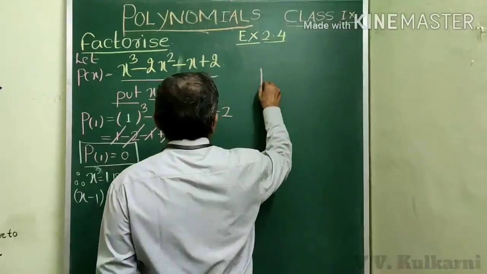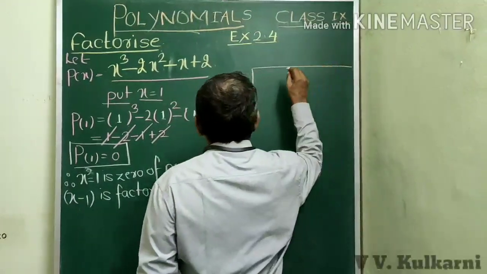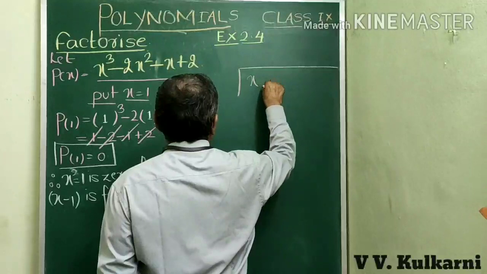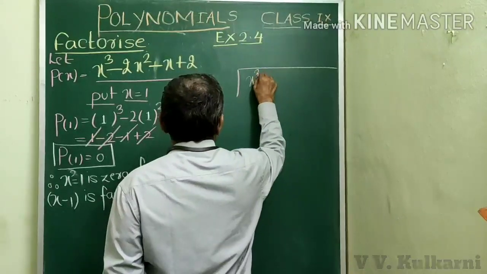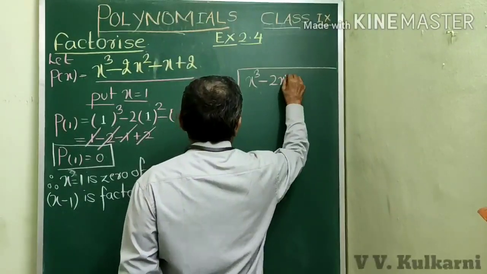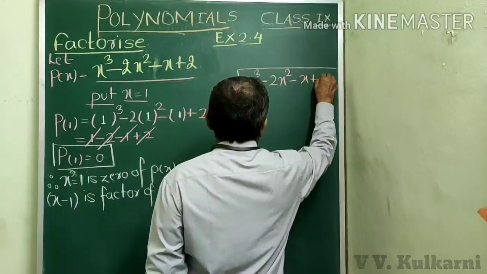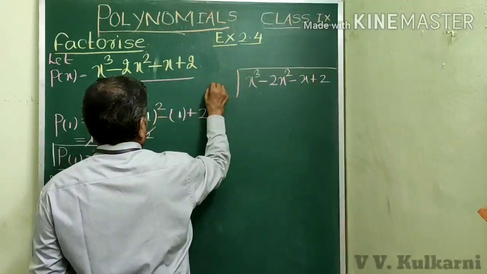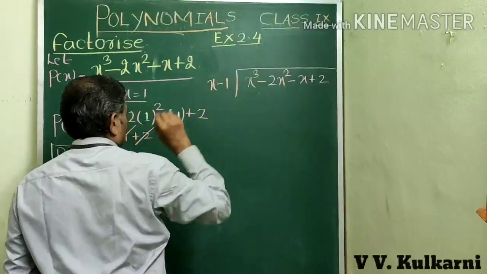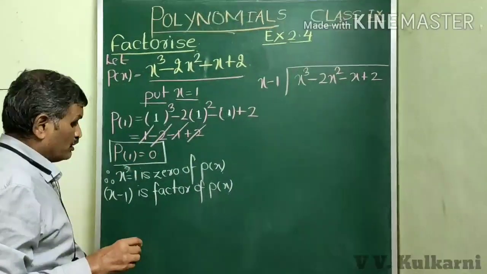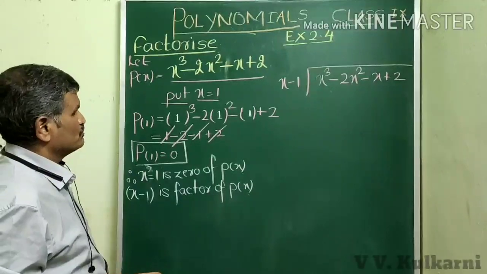How to divide I already told in that video. See here, x cube minus 2x square minus x plus 2. It should be divided by x minus 1. Suppose if I divide by x minus 1. Now the question is how to divide by x minus 1.